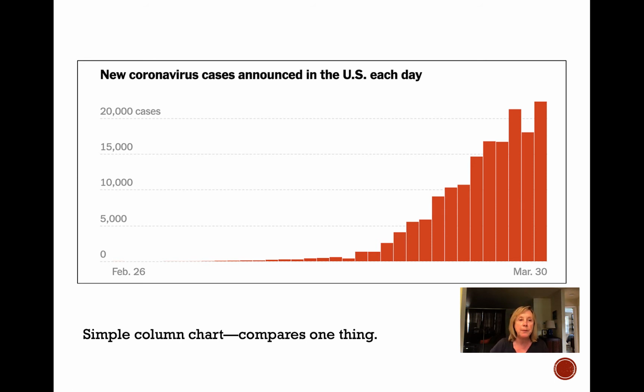So here we have new coronavirus cases shown changing over time. This could have been done with a line chart, starting with a line here at 0, which was what was represented in the first chart, the line chart I showed you. So it starts at 0 and then it goes up over time. So this is a very simple column chart. It's just comparing one thing, which is the change of the cases over time.